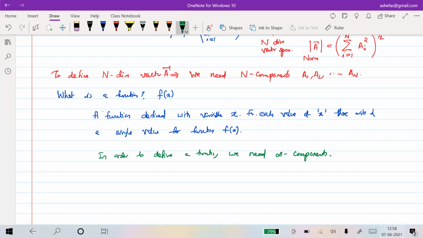Is that okay? So we are going the other way around. If you require n components to define a vector, then that vector is a vector in n dimensional vector space. Here we require infinite components to define a function.